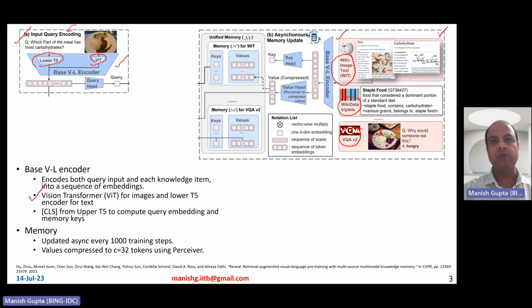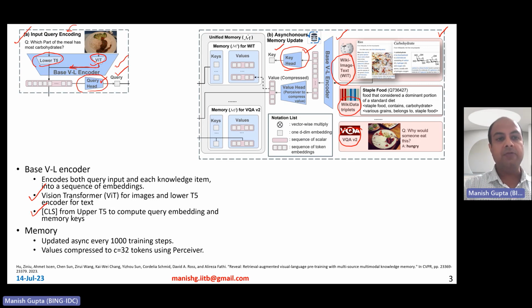Lower T5 just means the first few layers of the T5 encoder, right? So as to bring them into the same embedding space, you essentially apply a projection on the ViT output. Now, after you're done with the base VL encoder, you essentially take the CLS token from an upper T5 model, so as to get the query embedding, or you do the same thing on the memory side, so as to get the key embedding, right? So again, this query head or the key head are both basically the upper layers of the T5 encoder. Okay. So that's that.